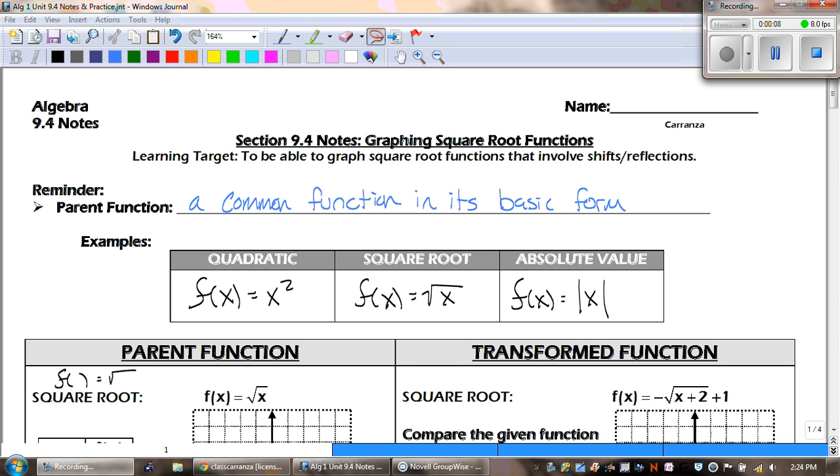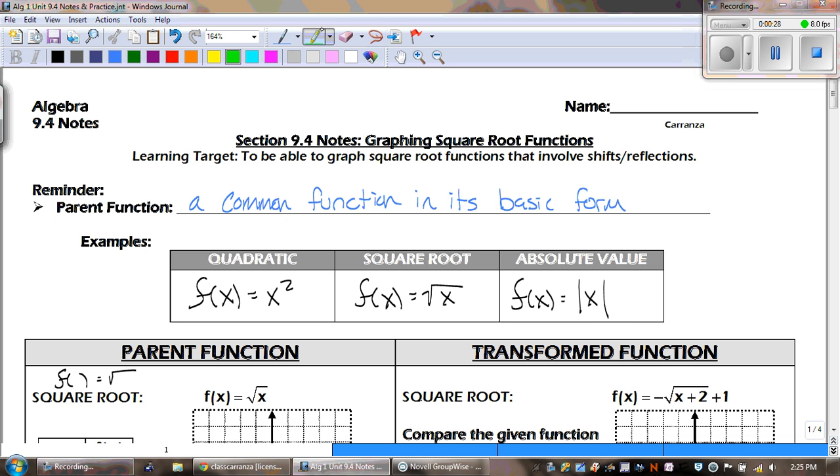Today we're going to be talking about graphing square root functions. Our learning target today is to be able to graph square root functions that involve shifts and reflections. So here's our little reminder. A parent function, once again, is a common function in its basic form.